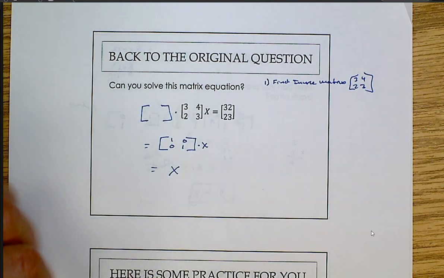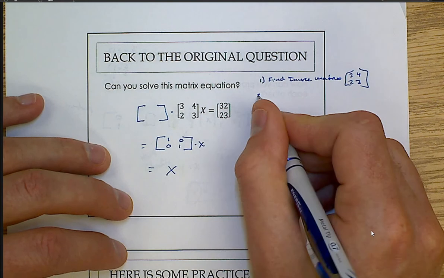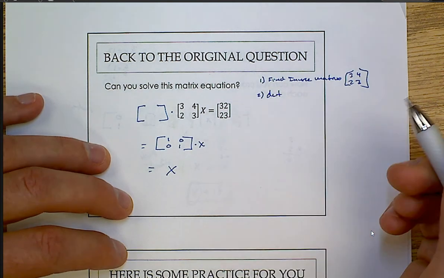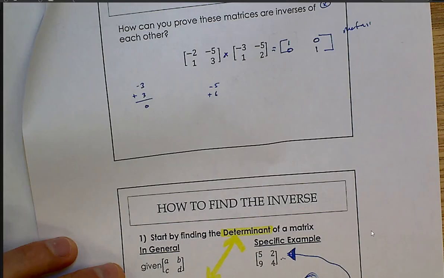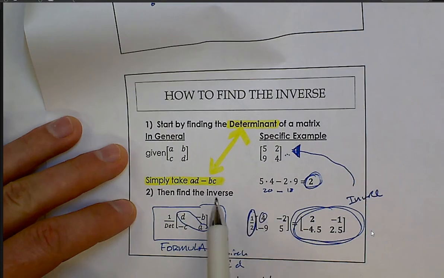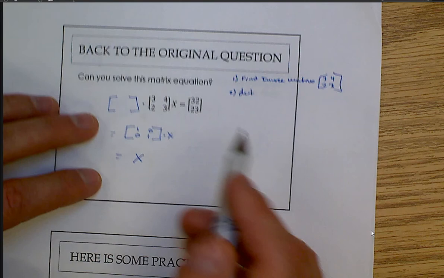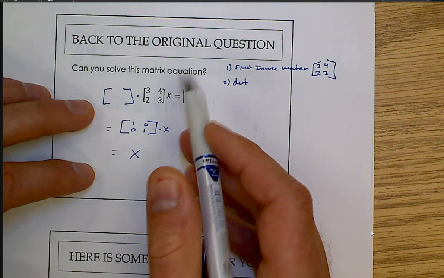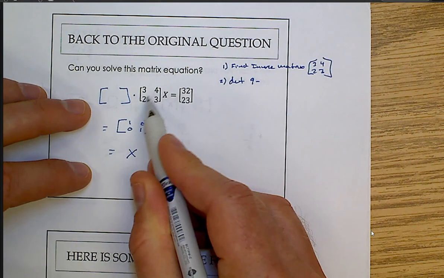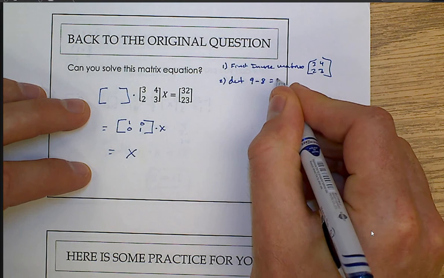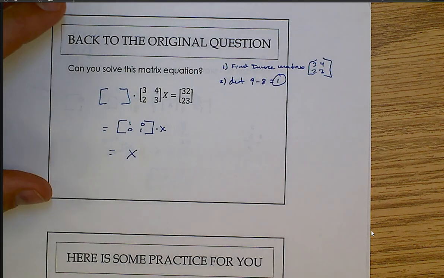So let's focus on finding the inverse. How do we find the inverse? Well, the first thing we have to do is find the determinant. What's the determinant? If you need help, go back to your notes. I take my A times my D, and I minus B times C. So this would be 3 times 3, which is 9, and I'm going to subtract from that 4 times 2, which is 8. So my determinant is 1. Now that doesn't always work out that way. This is a nice situation where your determinant is 1, but that's a good thing.